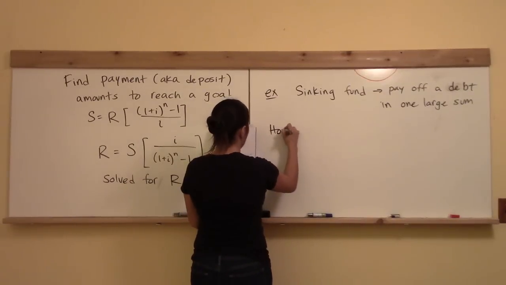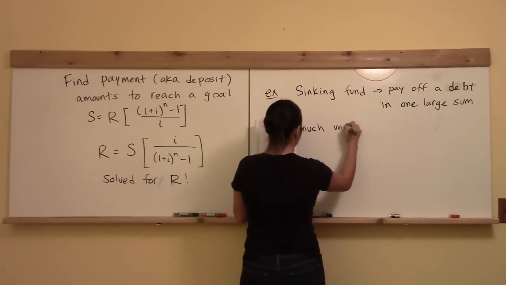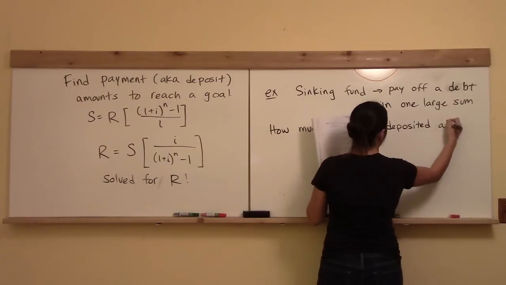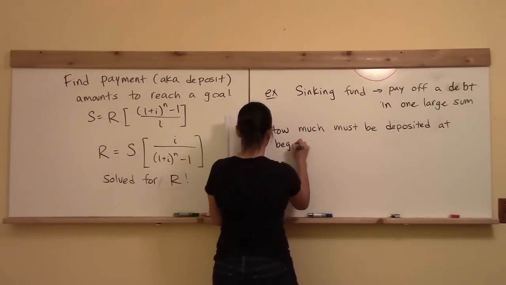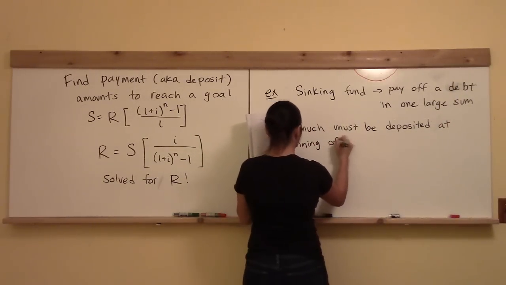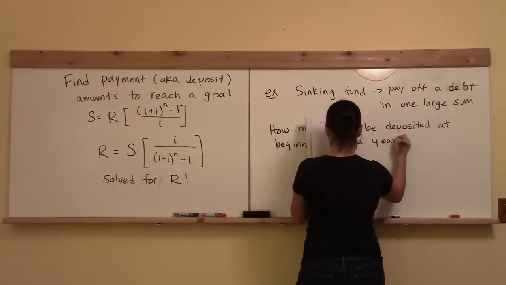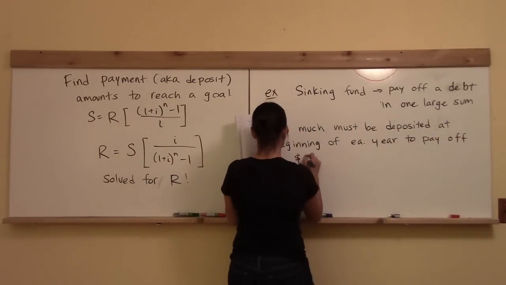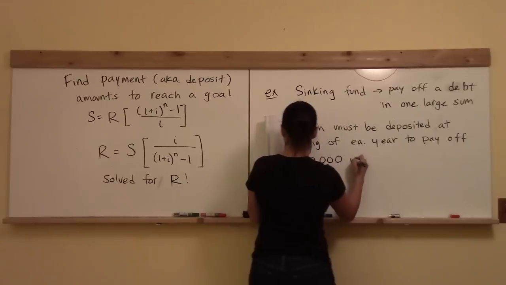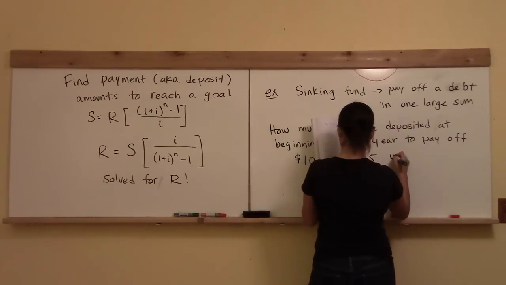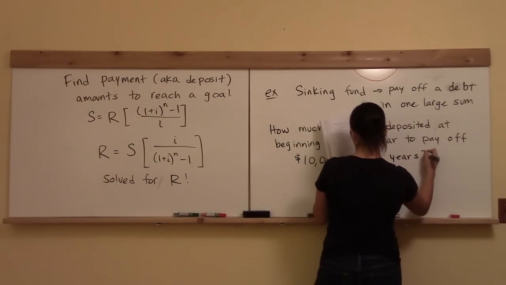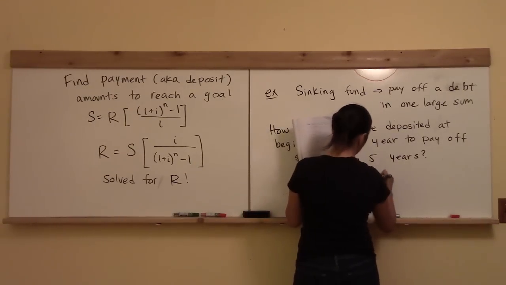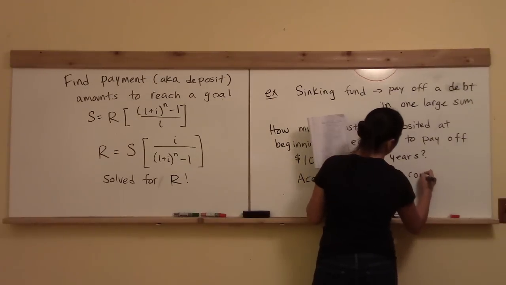Okay, so let's say how much must be deposited at the beginning of each year to pay off $10,000 in 5 years. And then the account, I have to give you more information. The account is 7% APR compounded annually.